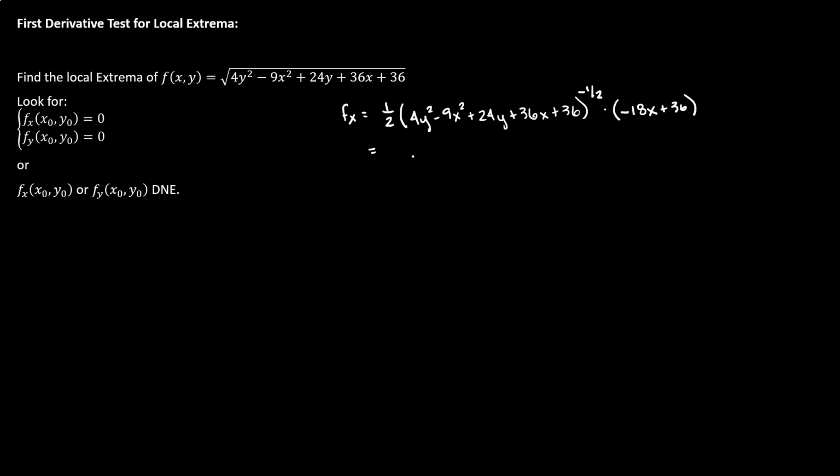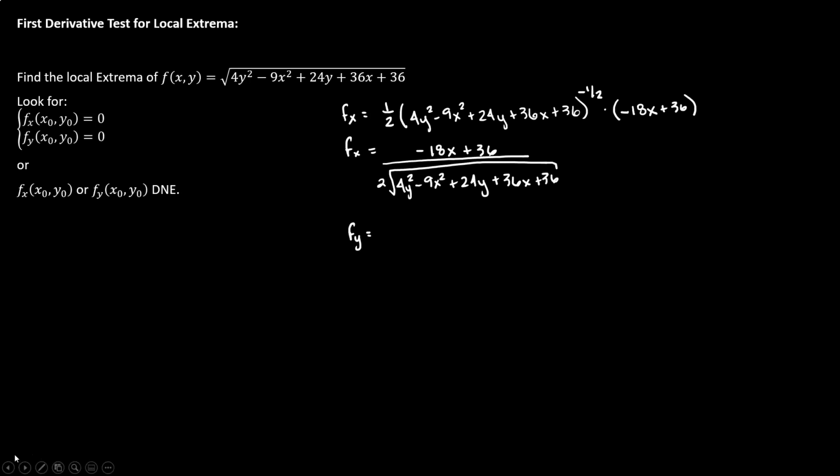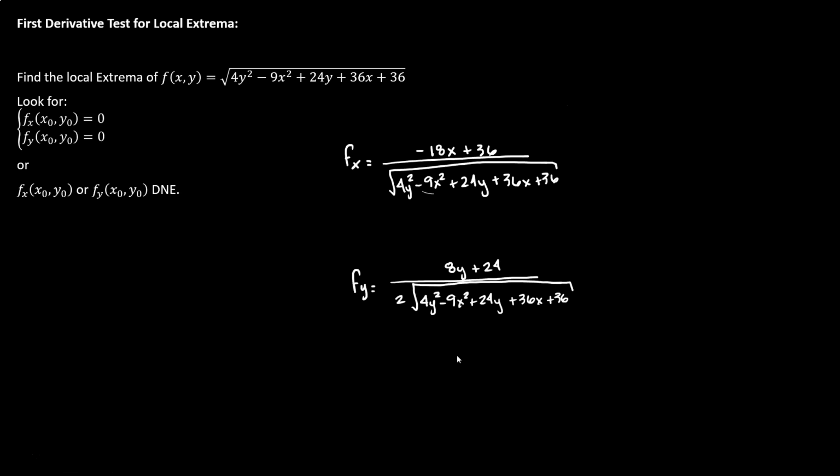And we can rewrite this as negative 18x plus 36, all divided by 2 times the square root of 4y squared minus 9x squared plus 24y plus 36x plus 36. So that is our f partial. We need to repeat this process for the y partial. I would encourage you to try this on your own. I'm going to pause the video and write out my work. I would encourage you to pause the video, check your work with mine when you're done.